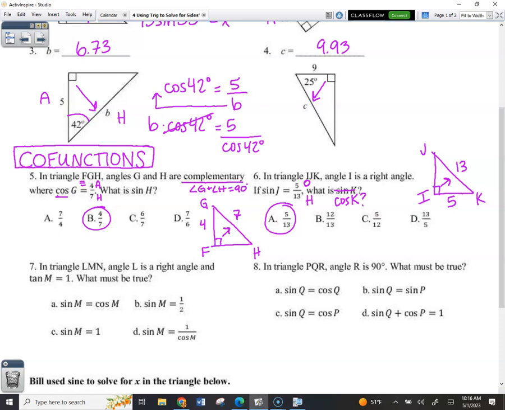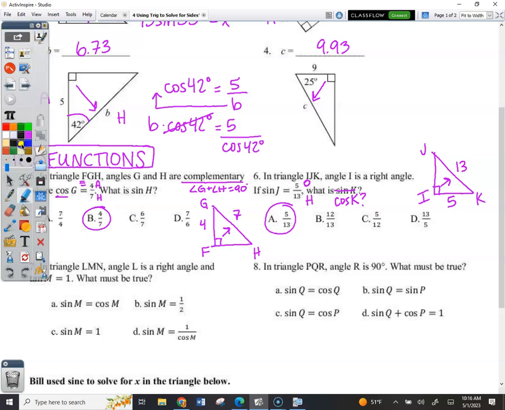And that's because, watch this. Watch where I highlight. Cosine of G was 4/7, correct? Okay, now jump to H. And jump to the other trig function. Sine of H is 4/7. So, the whole purpose of these 4 questions is this vocab word right here, co-functions.